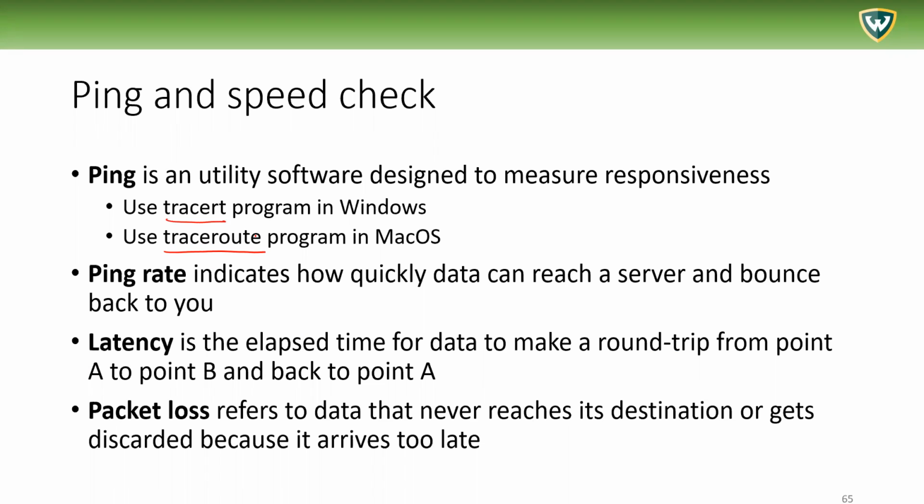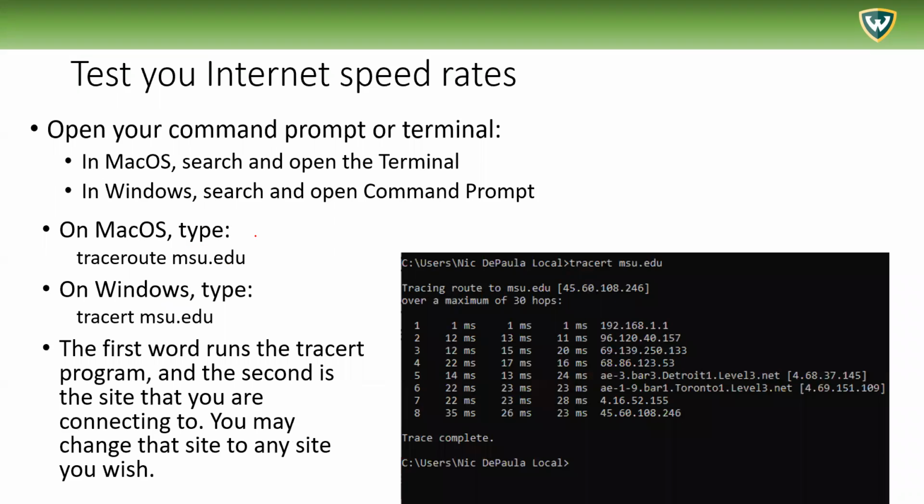Ping rate indicates how quickly data can reach a server and bounce back to you. Latency is the elapsed time for data to make a round trip from point A to point B and back to point A. Packet loss refers to data that never reaches its destination or gets discarded because it arrives too late. This is something to check when we use these utility programs. Utility means they're already there. You don't have to install anything. It's already installed. So here I'm going to show you how to connect and test your own internet speed rates.